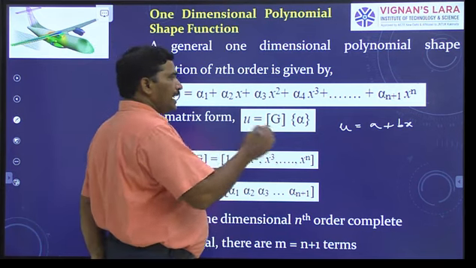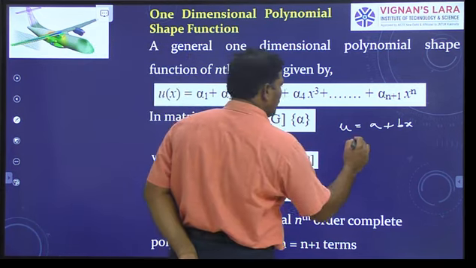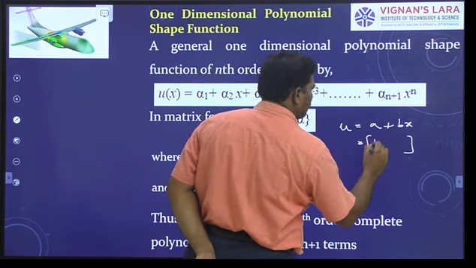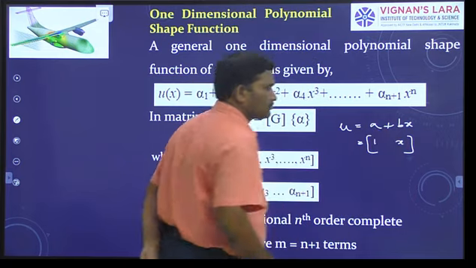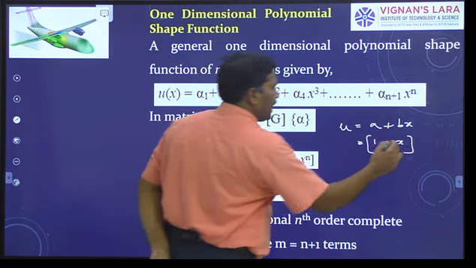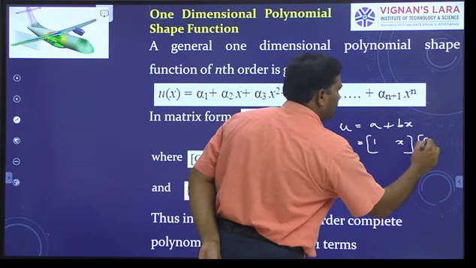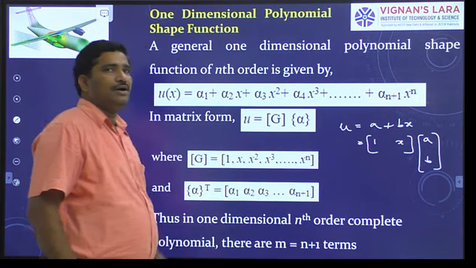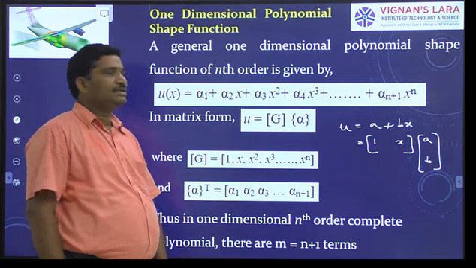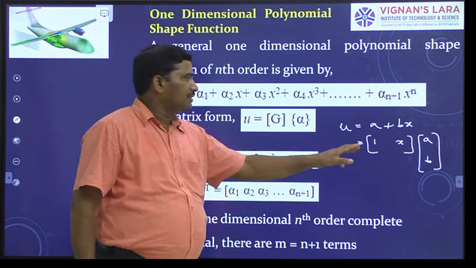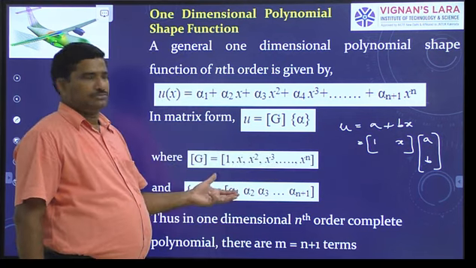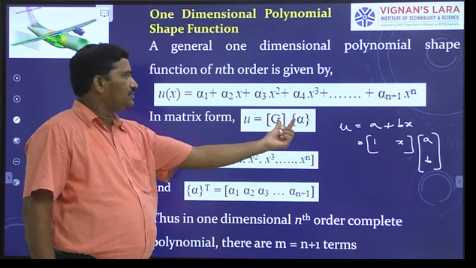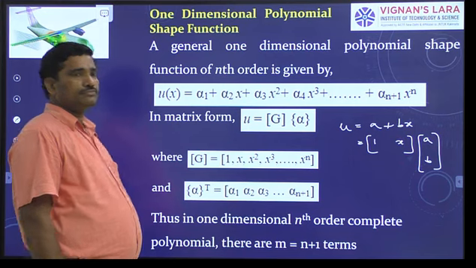Now, in matrix form, how you represent this? You can represent like this. This equals to a row matrix having the elements 1 and x into a column matrix having the elements a and b, where a and b are constants, right? So this is the way we also write here. U equals to a matrix G into another matrix alpha.